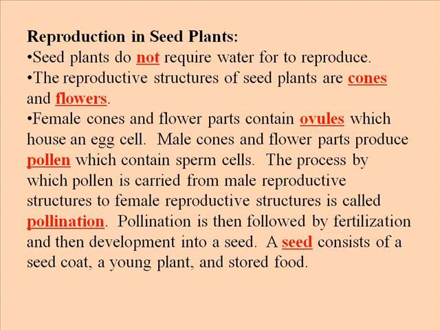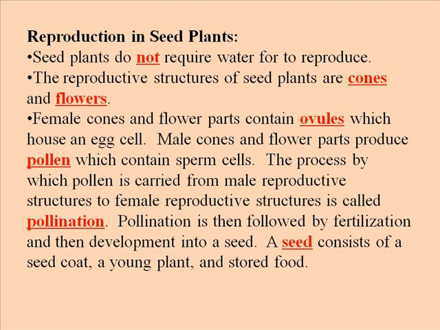To get the sperm to the egg of another plant, we have a process called pollination. So that's the way that something, whether it's the wind or an insect, takes pollen from one plant, and that's the male sperm, and carries that to the female part of another plant. Once pollination happens, the sperm will fertilize the egg, and then it will develop into a seed.